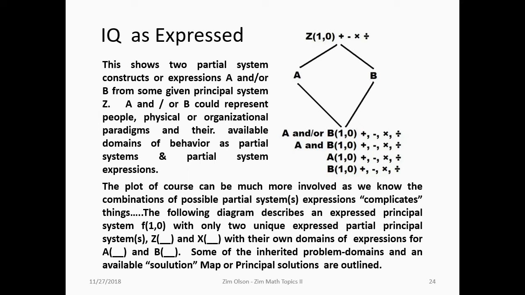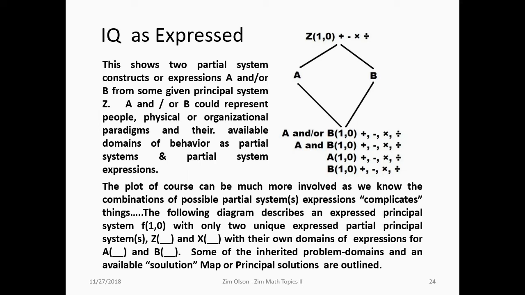This shows two partial system constructs, or expression A and/or B, from some given principal system Z. A and/or B could represent people, physical, or organizational paradigms, and their available domains of behavior. Partial systems and partial system expressions. This text below describes the tree on the following slide. I'll read it here though.